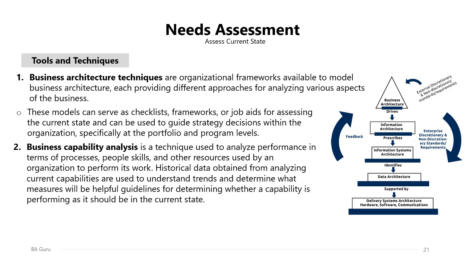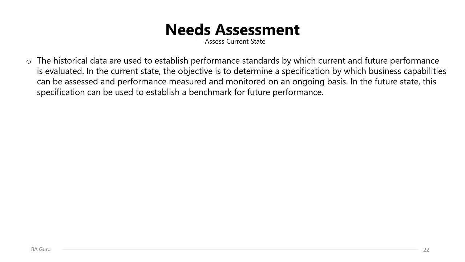Historical data obtained from analyzing current capabilities are used to understand trends and determine what measures will be helpful guidelines for determining whether a capability is performed as it should be in the current state. So you need to analyze the current business capabilities of an organization. The historical data are used to establish performance standards by which current and future performance is evaluated.